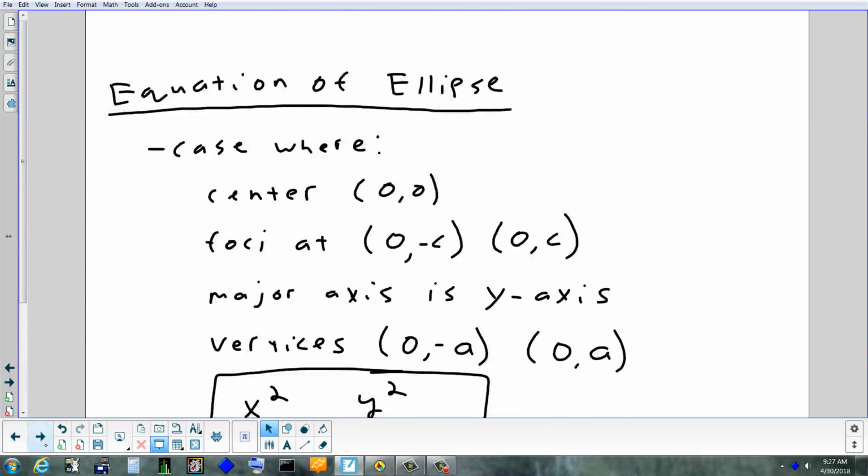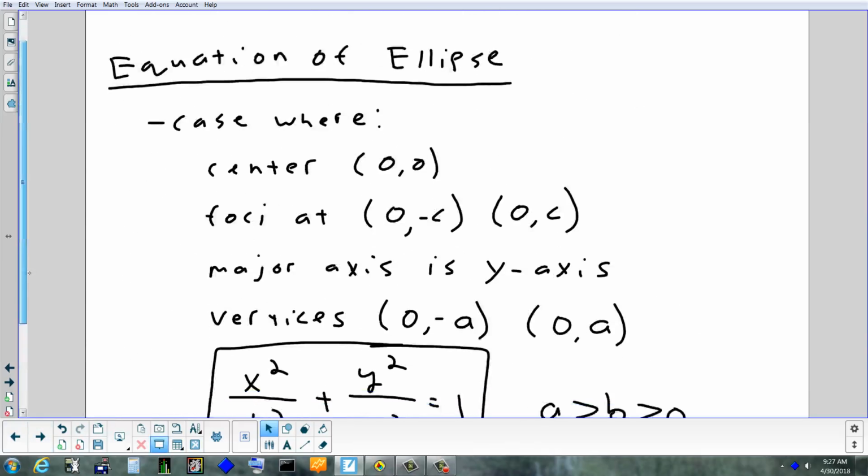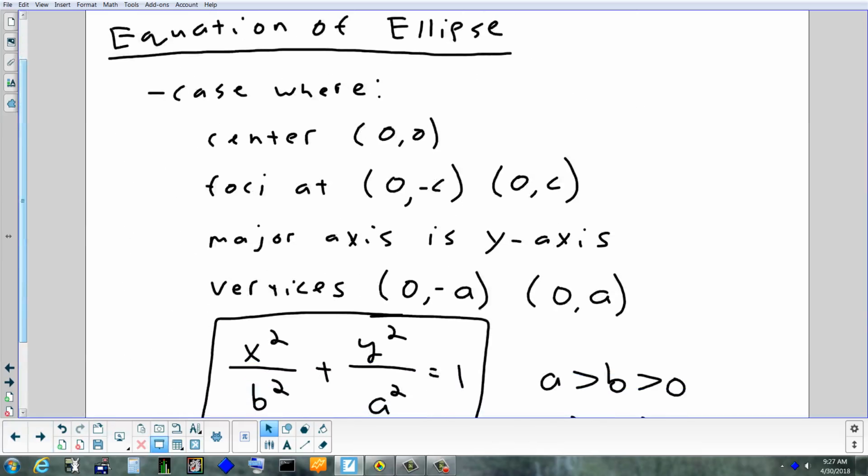All right, actually, that's where we're at right now. So here's the other equation. This is still the case where the center's at the origin, and all the facts I told you about A, B, and C are the same. The foci are C units from the center. The vertices are A units from the center.